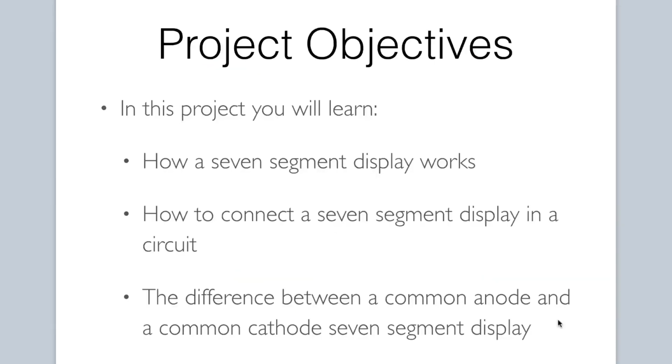Let's take a look at the objectives. By successfully completing this project, we will have mastered the following items. You will understand how a 7-segment display works and how to connect a 7-segment display in a circuit. Also, you'll understand the difference between a common anode and a common cathode 7-segment display. If you are ready to begin, let's get this project started.